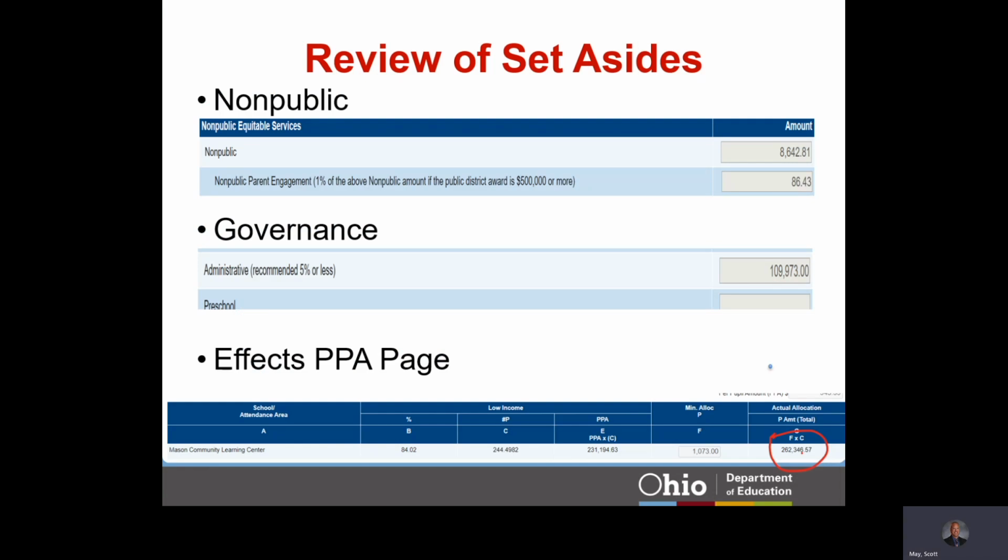There are several changes on the Title I set-asides page. First, however, we want to point out that the parent involvement amount for the non-public comes out of the total non-public allocation. So when you budget for your non-public equitable services, the amount on the top line is the total amount, while the second line shows the required parent involvement set-aside amount for the non-public.